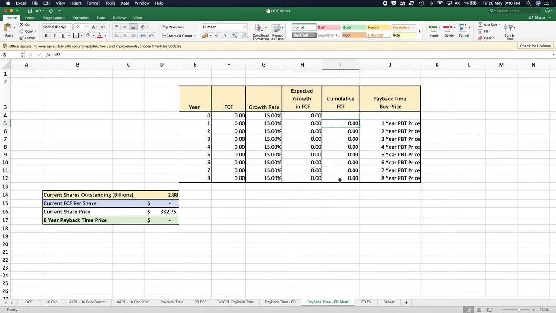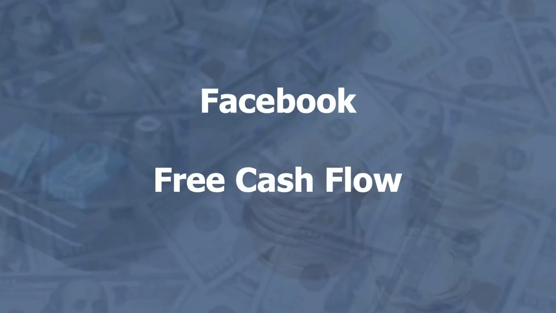And then this will also be our buy price if we were buying the entire company. You can see that I've already got the shares, which is 2.88 billion shares outstanding, and the current share price, 332.75. So let's go and actually get the free cash flow number from the trailing 12 months.